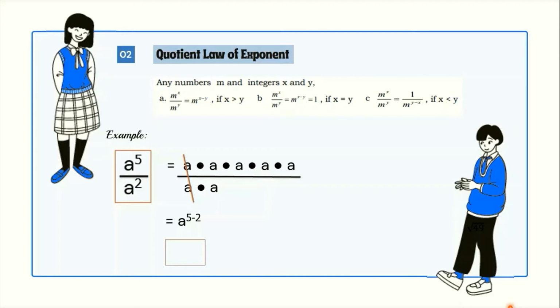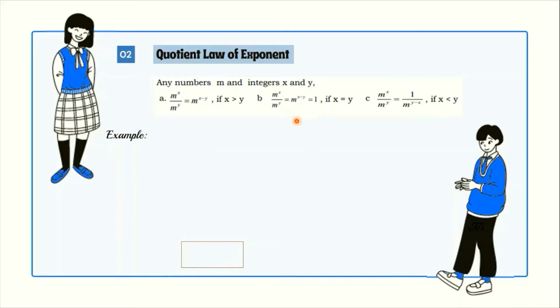Pwede nating i-cancel itong dalawa. Cancel din natin yung dalawa pa na magkapareho. Meron tayong natirang 3 dito sa numerator. Kaya ang magiging sagot natin ay a cubed, dahil 5 minus 2 is simply 3. Or kitang-kita naman natin dito sa expanded form, may matitirang 3.